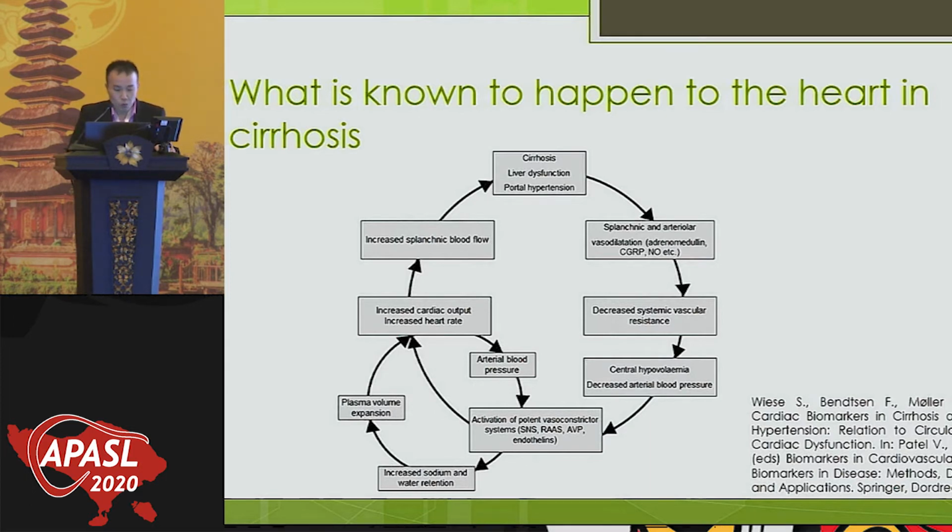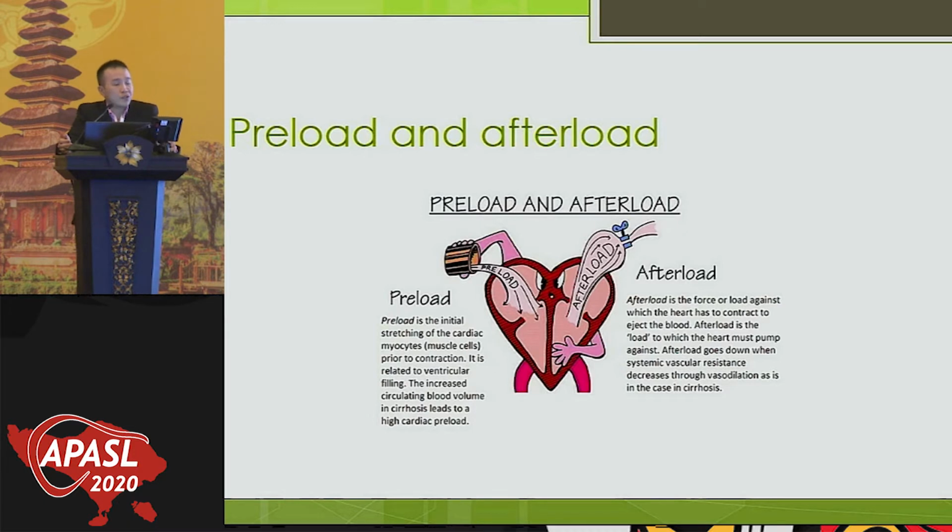We'll talk about these important concepts, preload and afterload. Preload is an initial stretching of the cardiac muscles prior to contraction. It is related to ventricular filling, and it's relevant in cirrhosis because there's an increasing circulatory blood volume, which leads to a high cardiac preload. It's different when it comes to afterload, the force the heart has to contract against to eject the blood. Afterload goes down in cirrhosis because of decreased systemic vascular resistance, due to vasodilatation. So these are some important principles.